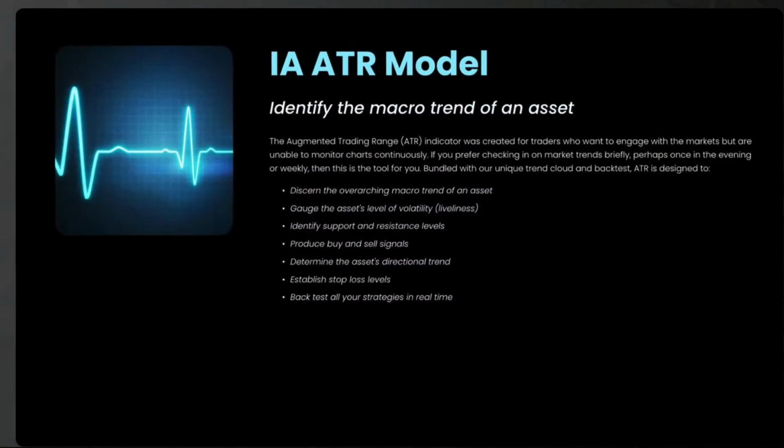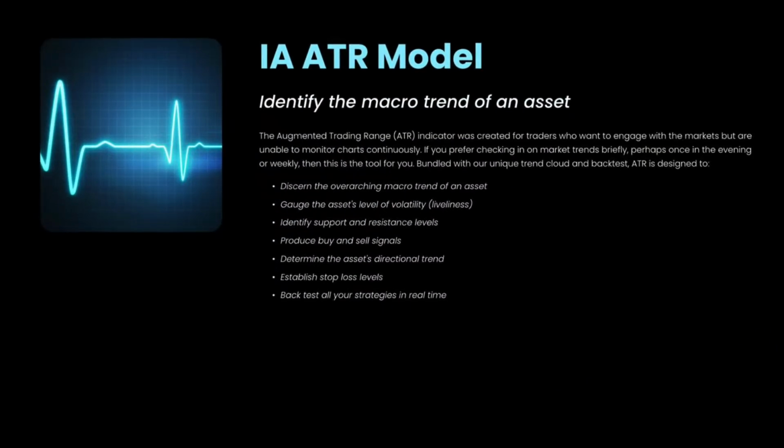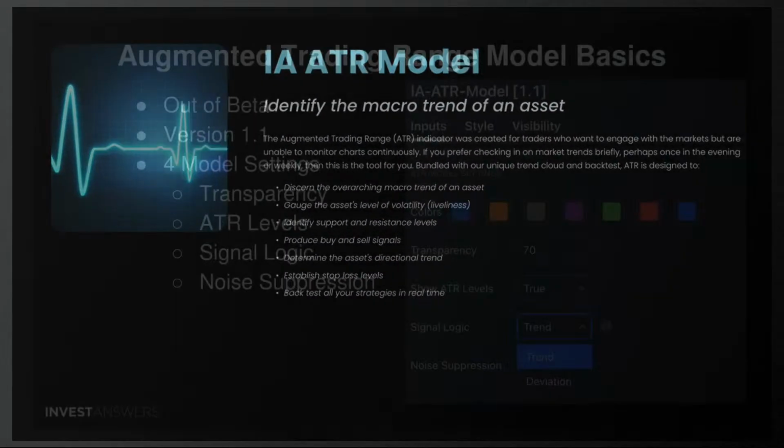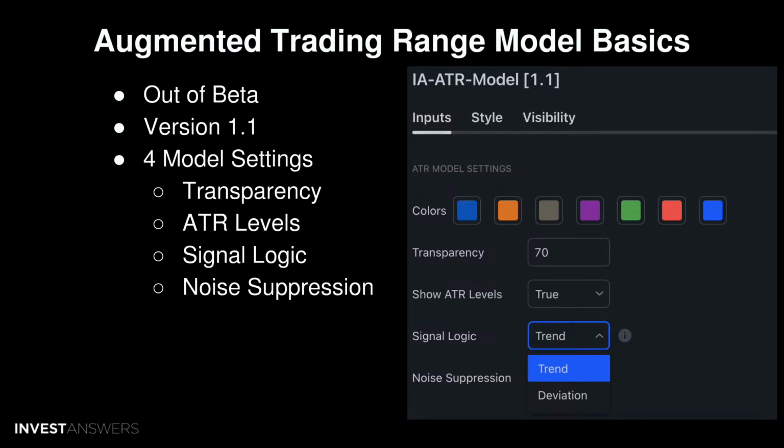So first of all, this is the ATR model. The original vision was to help identify dead cryptos and how to layer out. And then it got really complicated. We started baking more functionality into it. So let's explain what it is. It is out of beta. We are now on version 1.1.